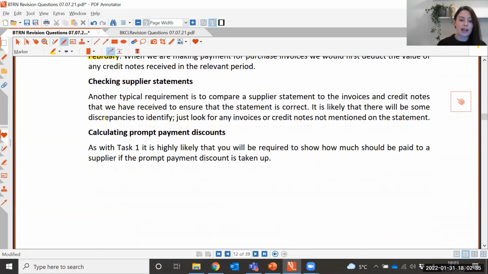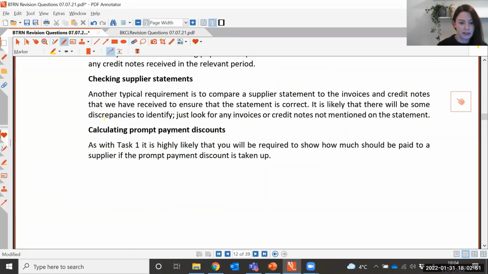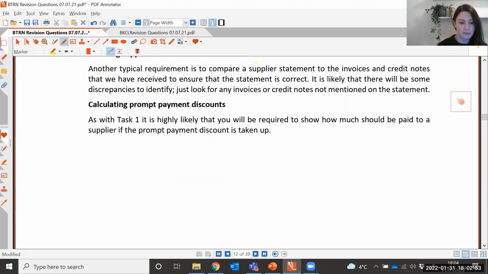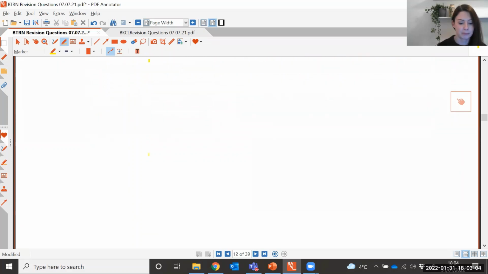Another typical requirement is to compare a supplier statement to the invoices and credit notes that we have received in order to ensure that the statement is correct. And it's likely that there'll be some kind of discrepancies that we need to identify. And also as well, you might need to calculate prompt payment discount. So just ensure that you're okay with calculating the settlement discount or prompt payment discount.